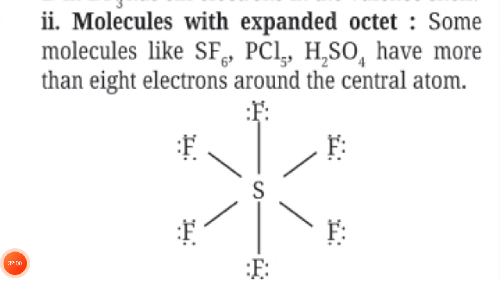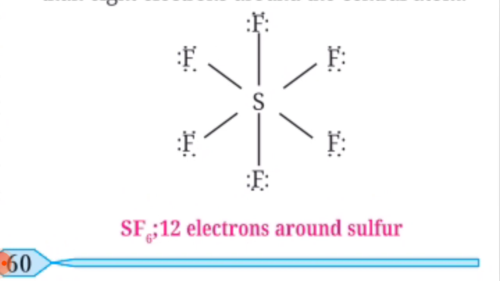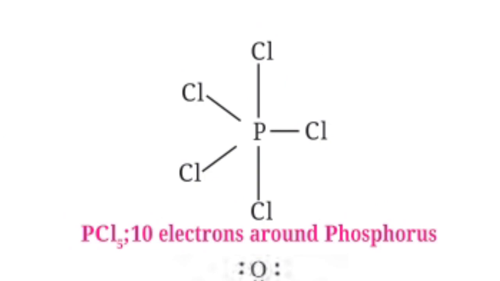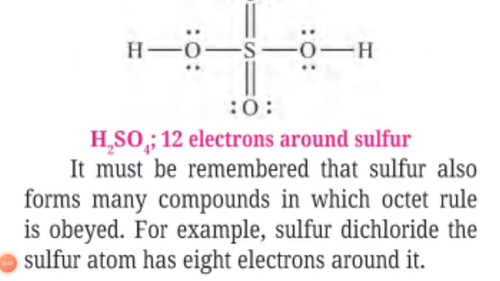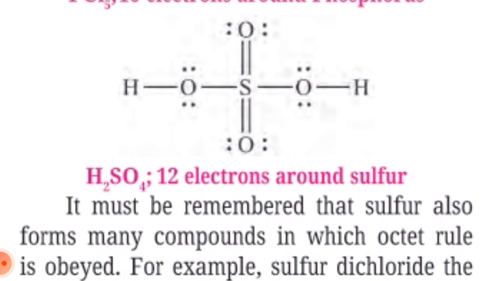Molecules with expanded octet. Some molecules like sulfur hexafluoride, phosphorus pentachloride, H2SO4 have more than 8 electrons around the central atoms. SF6: 12 electrons around sulfur. Phosphorus pentachloride: 10 electrons around phosphorus. H2SO4: 12 electrons around sulfur.